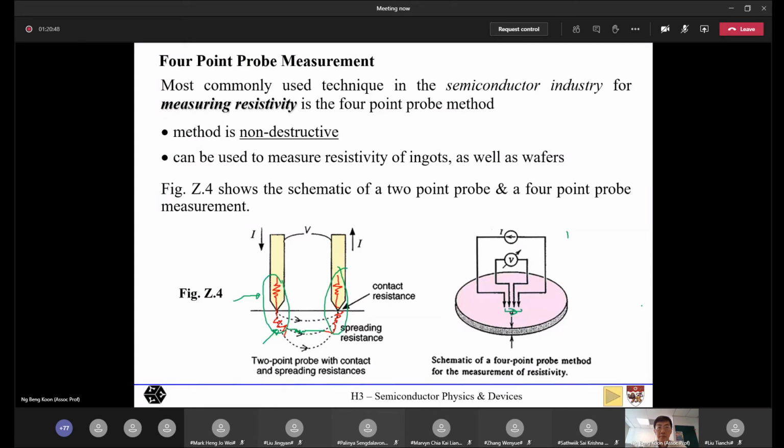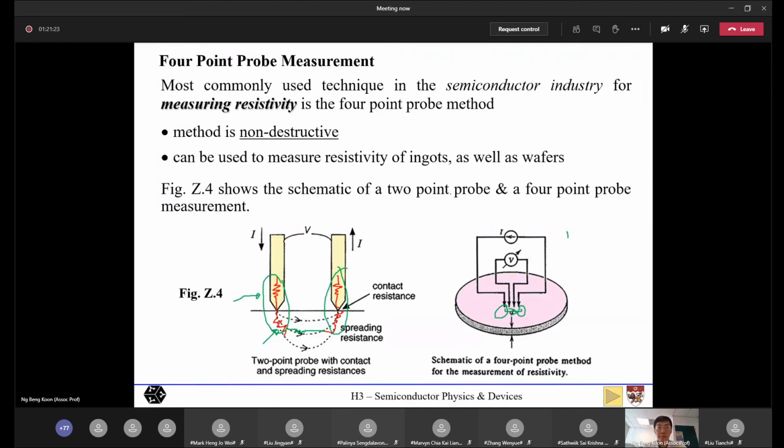And we measure the voltage drop across the semiconductor. So you can see now that the voltmeter connected to the middle probes doesn't draw current from the semiconductor, because it's just a voltmeter applied to the semiconductor. If it doesn't draw current, you will not measure the contact resistance for the middle 2 probes. And you also will not measure the spreading resistance, because the spreading effect is now constrained to the outer probes, because the outer probes are the ones injecting current. So the spreading resistance effect is on the outer portion.